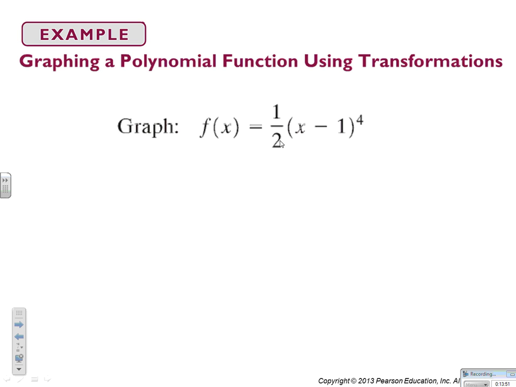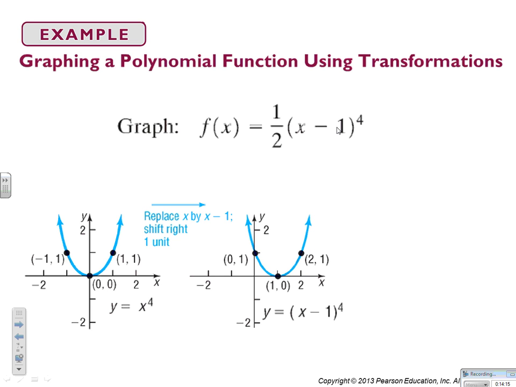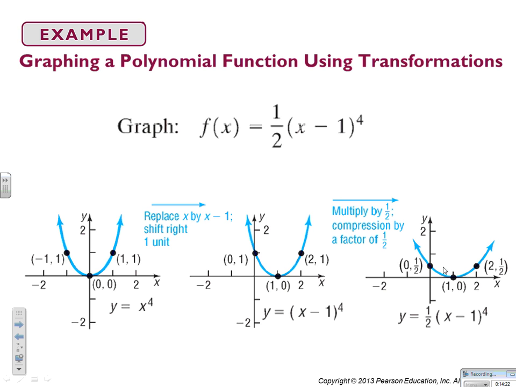What's the 1/2 going to do to it? Yes, it's going to make it wider, and this -1 is going to move it. You're right, no, I'm sorry, it does move it right 1. It's opposite. Okay, so here's our x to the 4th, looks like a parabola. We're going to move it to the right 1 unit, and we're going to flatten it by a factor of 1/2.